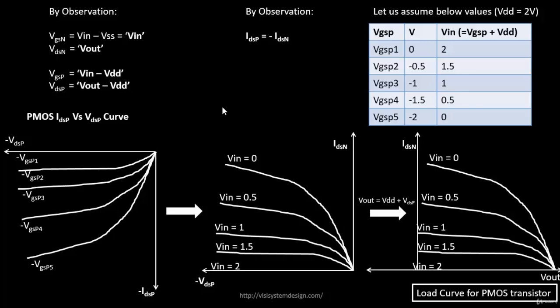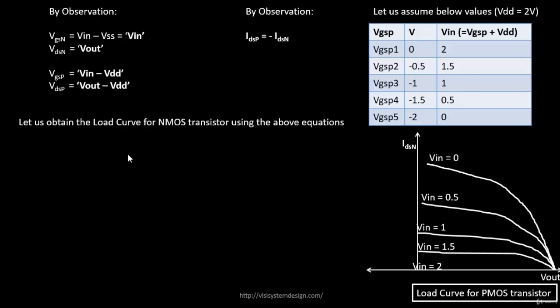Step 3 is to obtain the load curve for the NMOS transistor using the above equations. The load curve for NMOS becomes pretty simple because if you evaluate VGSN, it is V in minus VSS, and your VSS is nothing but your ground potential, so your VGSN is directly V in. It's not complicated as you see in the case of VGSP. VGSN is V in and VDSN is V out.